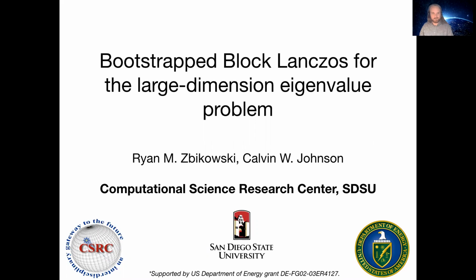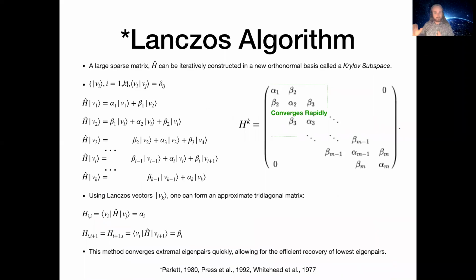The title of my talk is Bootstrapped Block Lanczos for the Large Dimension Eigenvalue Problem. Let's dive on in. To understand my research, you have to understand what Lanczos does. The Lanczos algorithm takes a given matrix H and then iteratively constructs a new orthonormal basis called a Krylov subspace. Each iteration makes something called a Lanczos vector. You can use those Lanczos vectors to make the matrix you see to the right, matrix H.